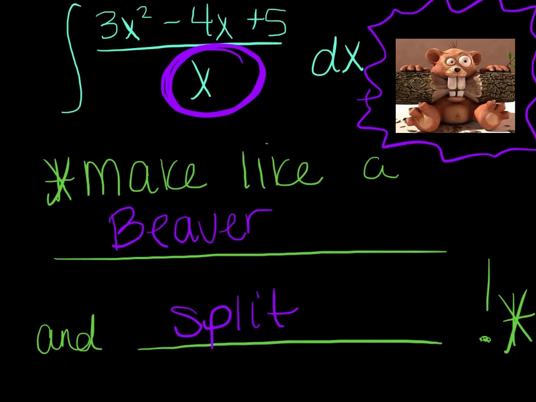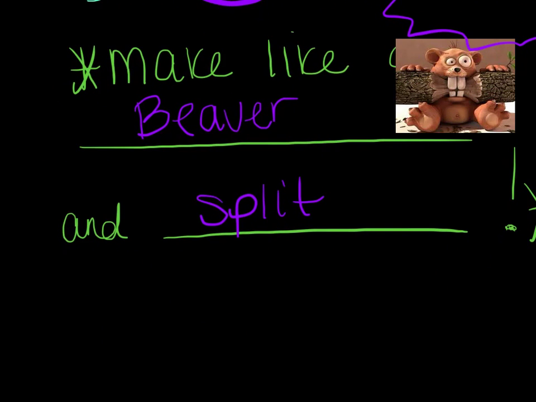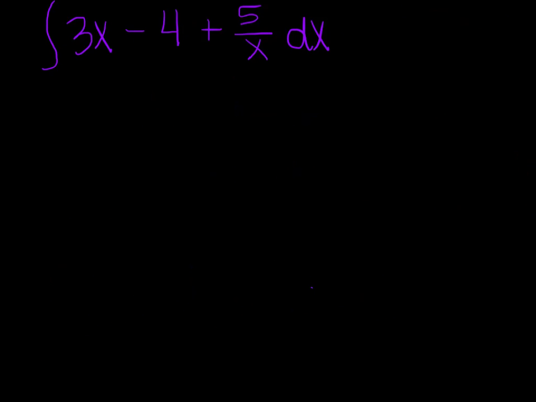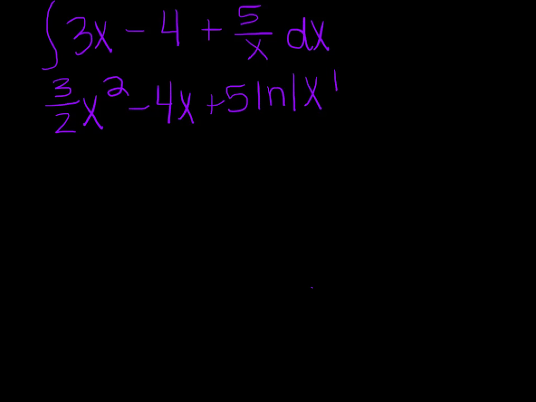So I'm going to scroll down here. We're going to end up with, let me get my pen, the integral of 3x minus 4 plus 5 over x dx. So now it's just a simple integration. When you integrate 3x, you get 3 halves x squared, and then minus 4x, and plus 5 times the natural log of the absolute value of x plus c.